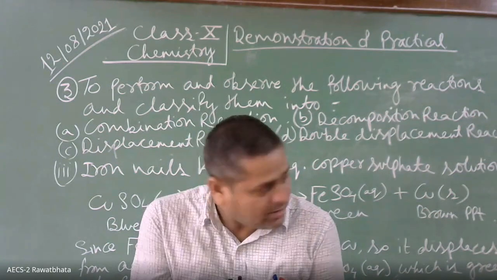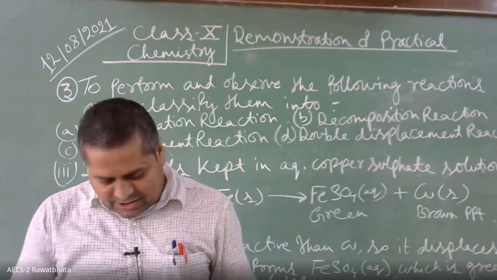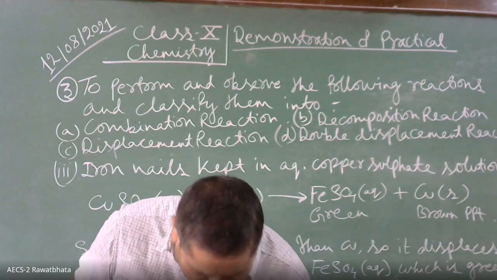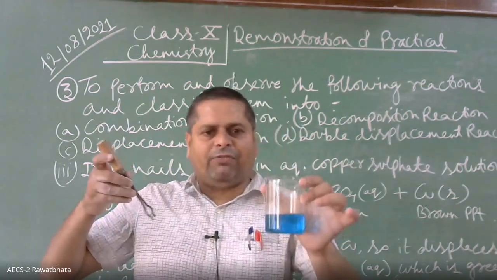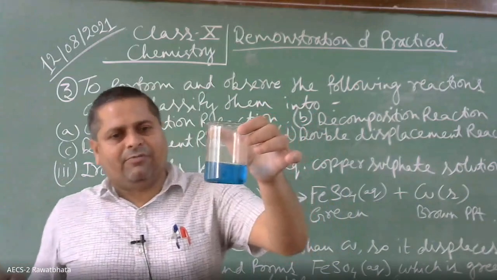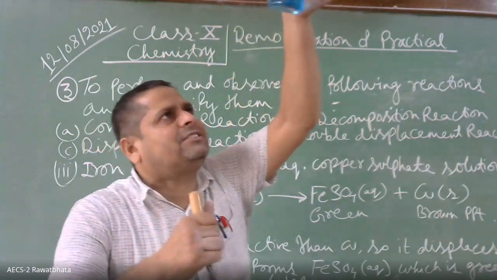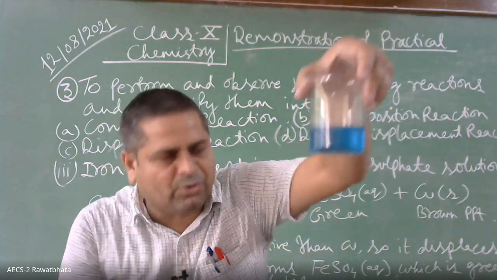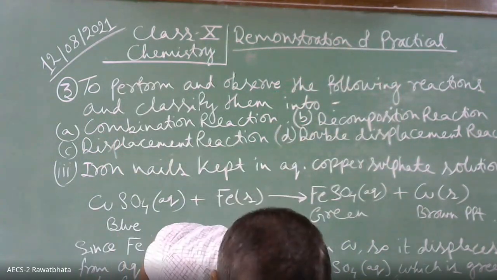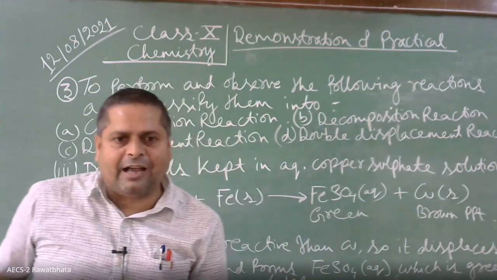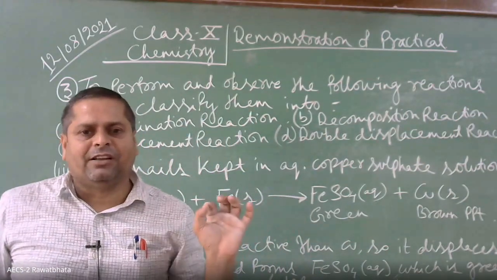Okay. Now see, let us check the color of these iron nails. Our deposition of copper has started here. We will allow this reaction to happen more. I will take it out and then I will show you. In the meantime, let us perform the last chemical reaction.